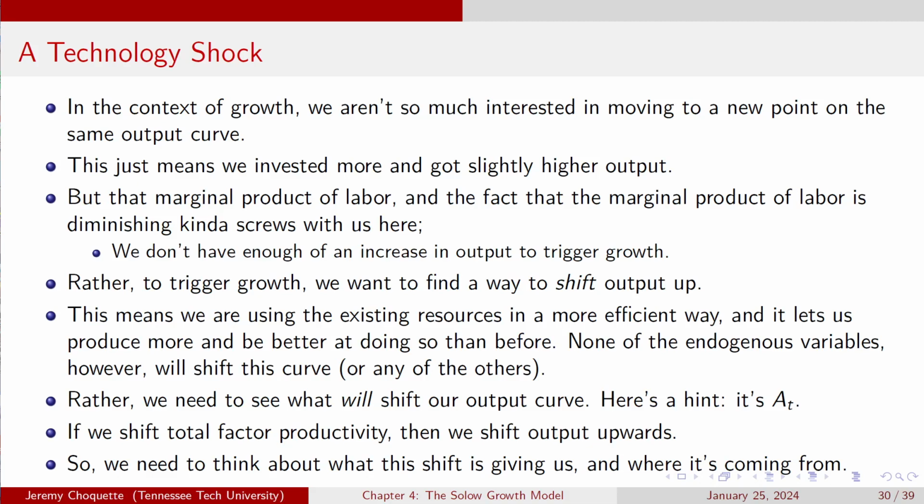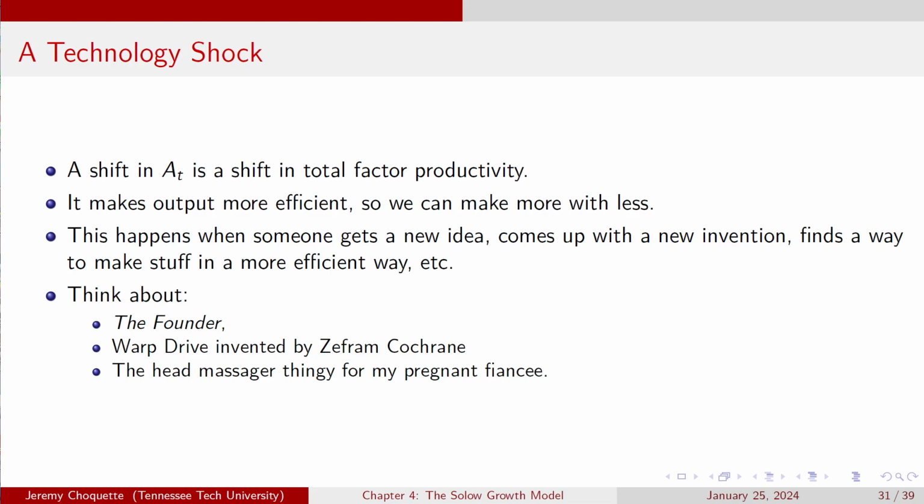So we need to think about what that is giving us and where it's coming from. So it's a shift in total factor productivity. I've said that a lot, and I'll continue to say it. You will likely hear total factor productivity ad nauseam throughout this course. It makes output more efficient so we can make more stuff with fewer resources. And it happens when somebody gets a new idea, a new invention, or finds a new way to make stuff in a more efficient way.